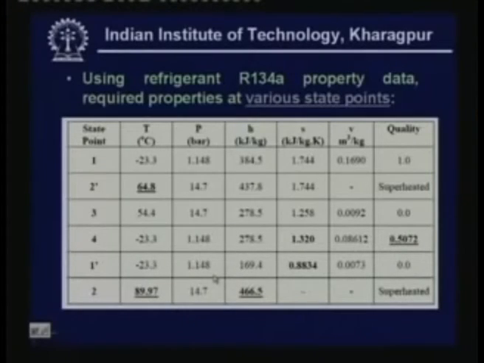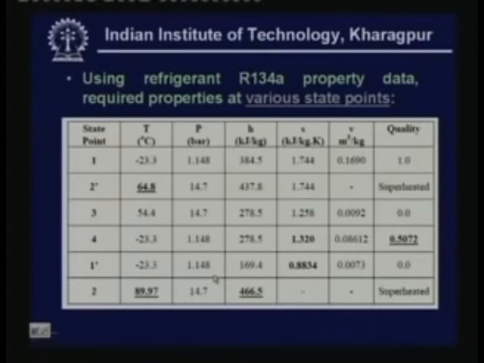So, using this procedure, this is the data obtained for various points. State point 1, which is the outlet of the evaporator or inlet to the compressor, temperature is minus 23.3 degrees centigrade specified, and pressure is nothing but the saturation pressure at this point, 1.148 bar, and we know that it is saturated vapor. So, quality is 1, which is known to us. Using this information from the pH chart or from a refrigerant property database, you find that enthalpy is 384.5, entropy is 1.744 and specific volume is 0.169.